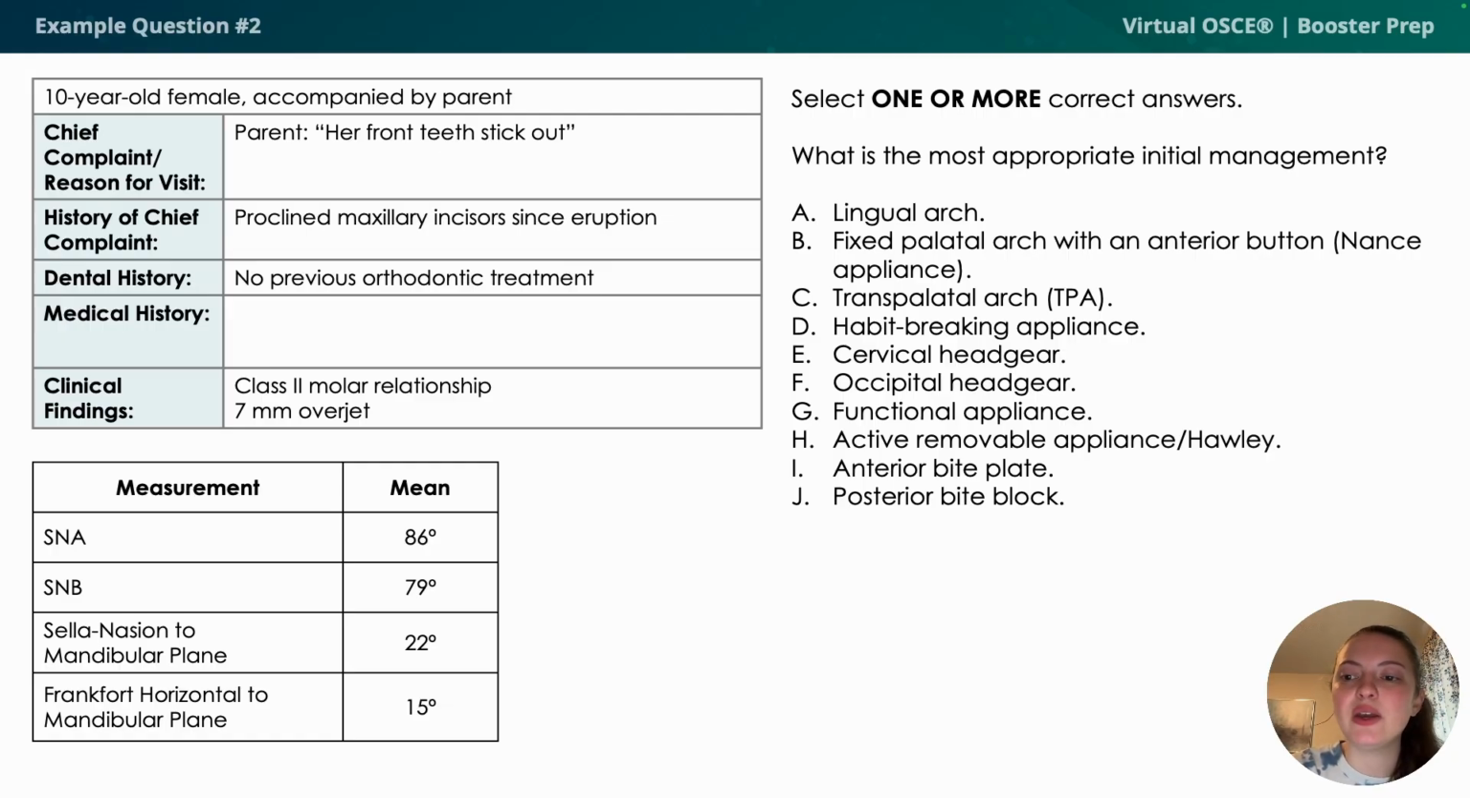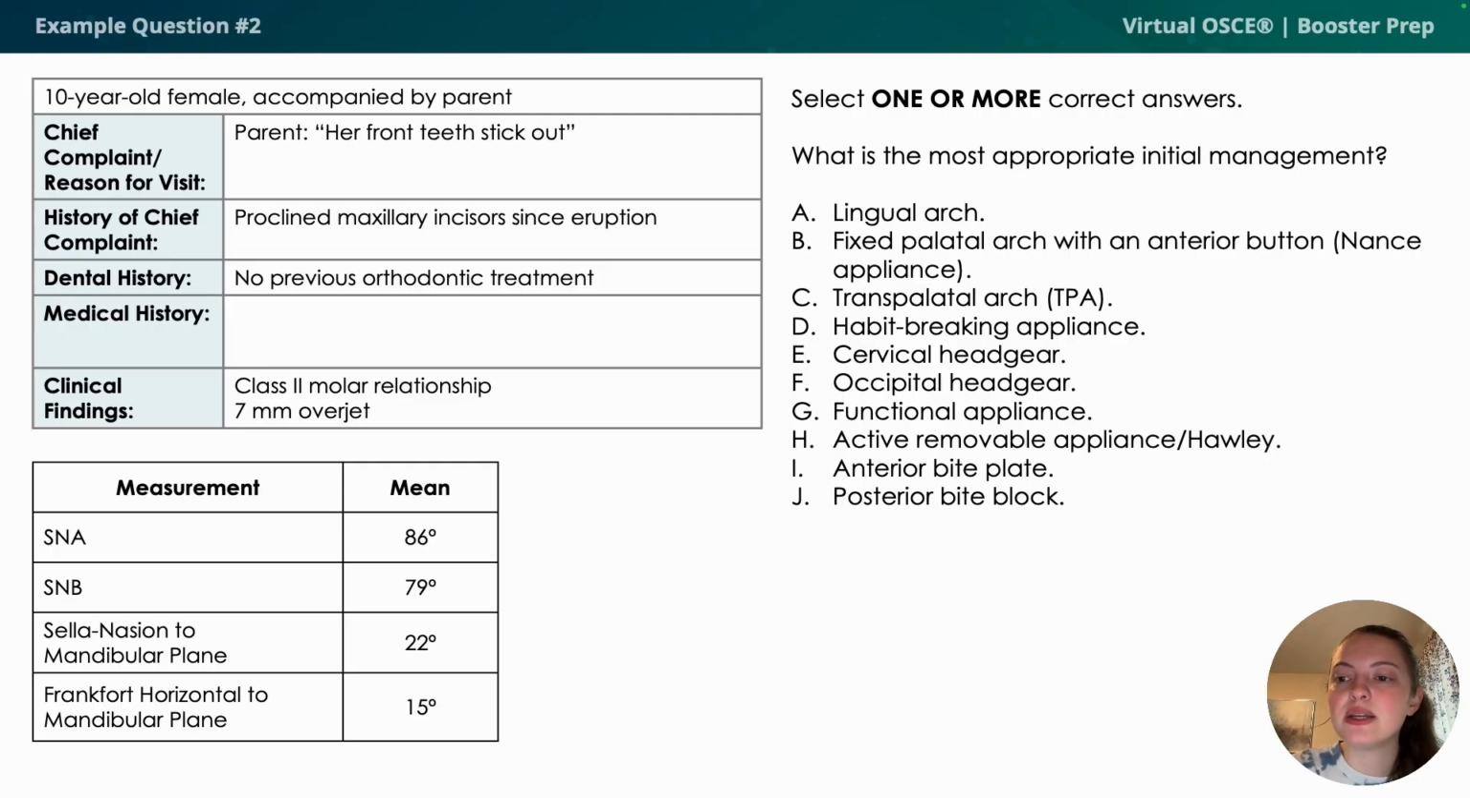Normal SNA is 81, give or take 3, so hers is increased, meaning she has maxillary prognathism. Normal SNB is 79, so her mandible is normal, meaning we need something that will treat the maxilla, not the mandible. This means we can eliminate the functional appliance option, which is indicated for a retrusive mandible, and we're left with 2 headgear options for class 2 patients, cervical and occipital. But which one is indicated for our patient? Let's look at the rest of our Ceph values to determine that.